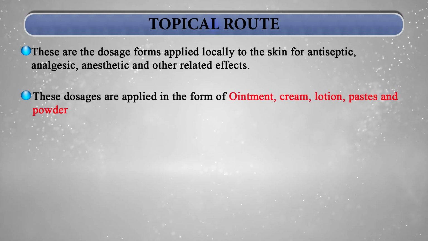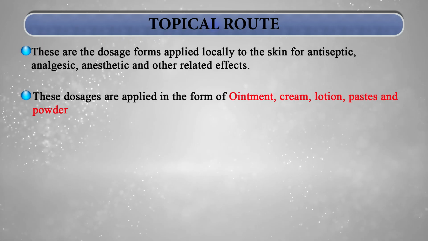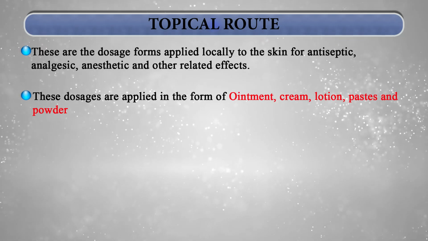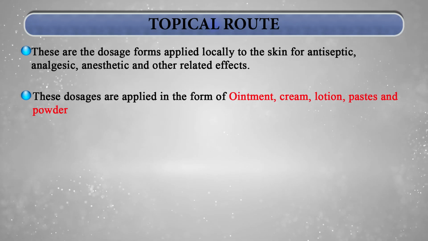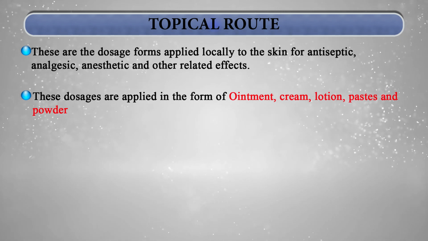For example, creams, ointments, lotions, pastes, or even powders. These drugs may have an antiseptic effect or analgesic effect, and even at times anesthetic effects. So this is not a very fast, but a very effective route of drug administration, because our skin perspires, it gives out sweat, but it is also porous and it can absorb the medicine from the top of the skin and take it directly into the blood circulation.